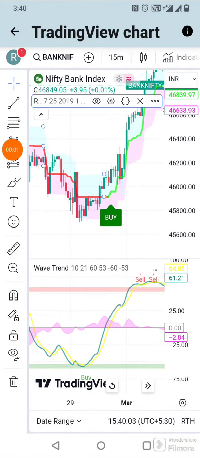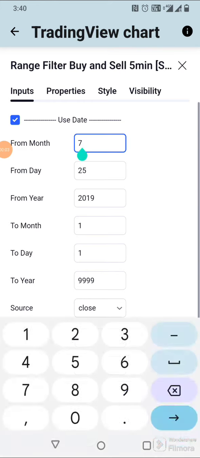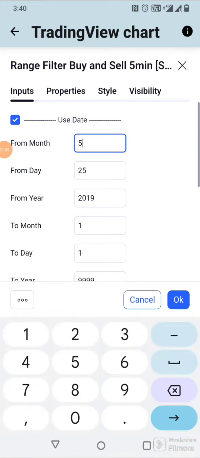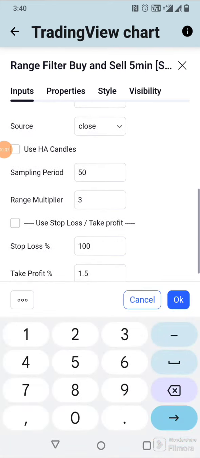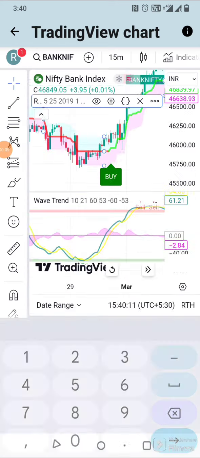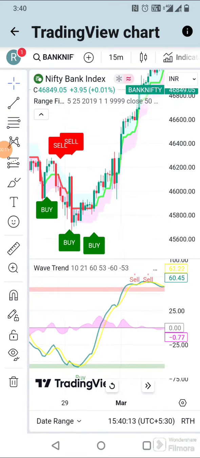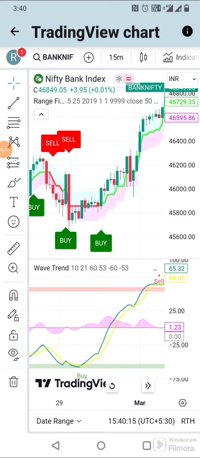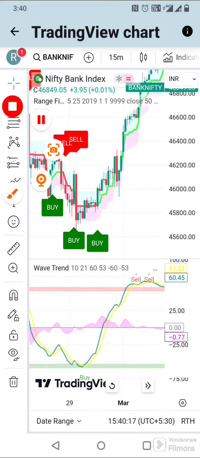In the settings of the Range Filter indicator, make the sampling period 5 and range multiplier 2. This trading strategy is simple and works well in the 5 and 15 minute time frames.